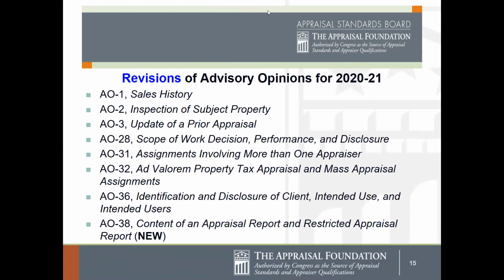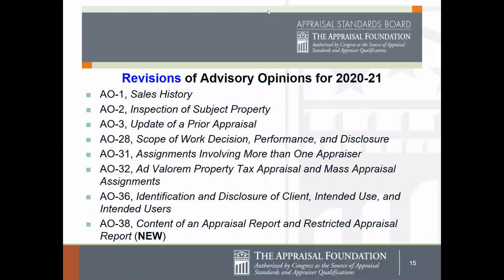Thanks for that. Sure. A few moments ago, you talked about Advisory Opinion 2. What changes were made in this AO? Well, within Advisory Opinion 2, which is entitled Inspection of the Subject Property, the board adopted edits to clarify the primary purpose of an inspection, which is to gather information about the characteristics of the property that are relevant to its value so that credible assignment results can be developed.